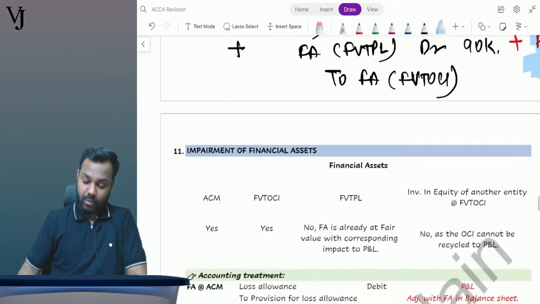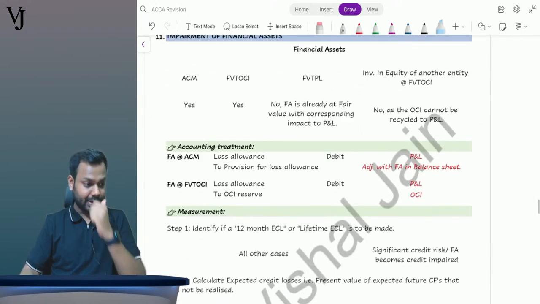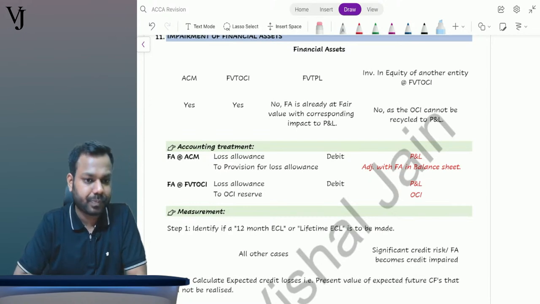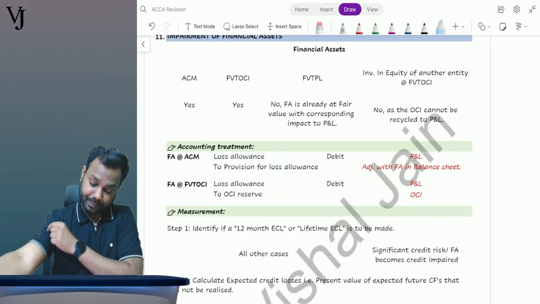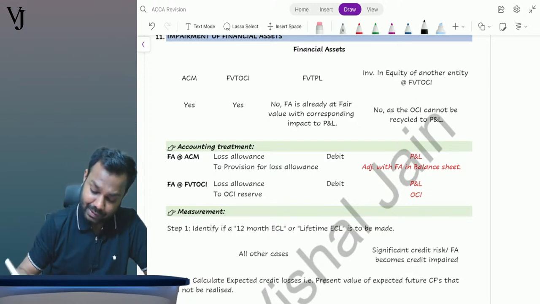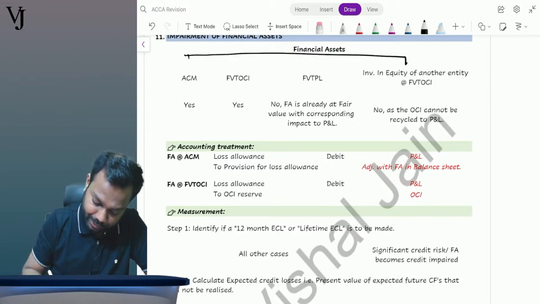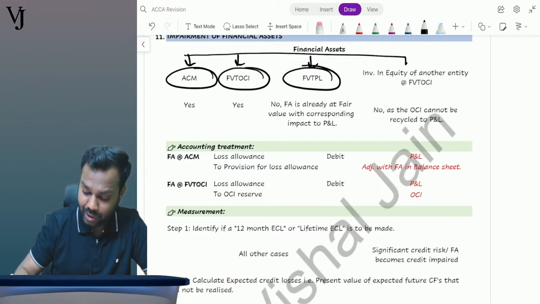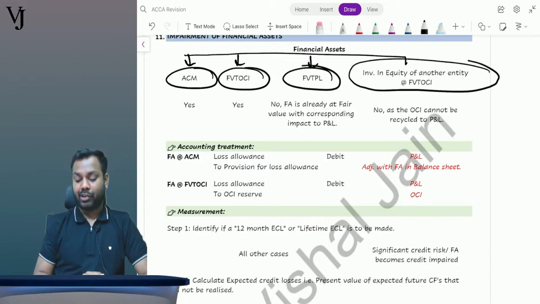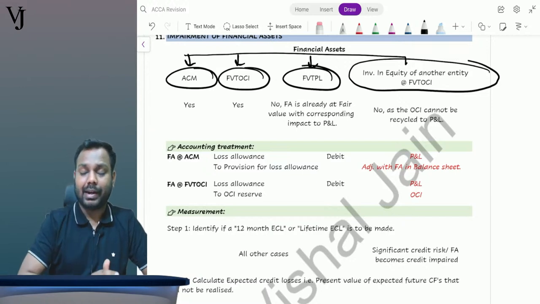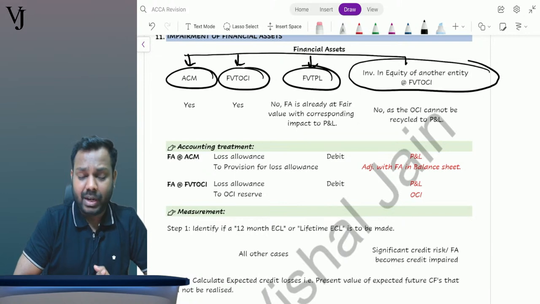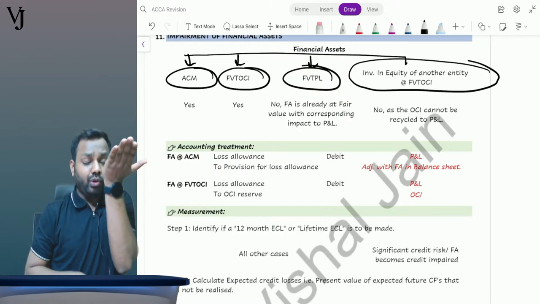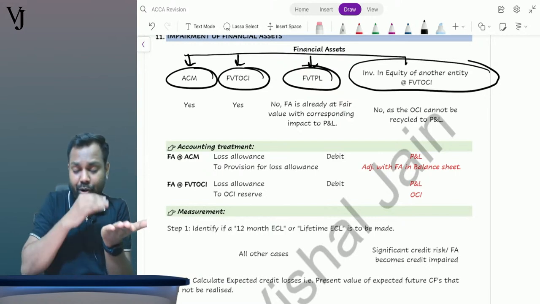Now, moving on to the next topic, that is impairment of financial assets. As you know, financial assets are of four types: one is at amortized cost, one is at FVT OCI, one is at FVT P&L, and one is investment in equity instruments at FVT OCI, right? Now, what is the meaning of impairment? I have to do two things: reduce the value of the asset, and take the impact to P&L.